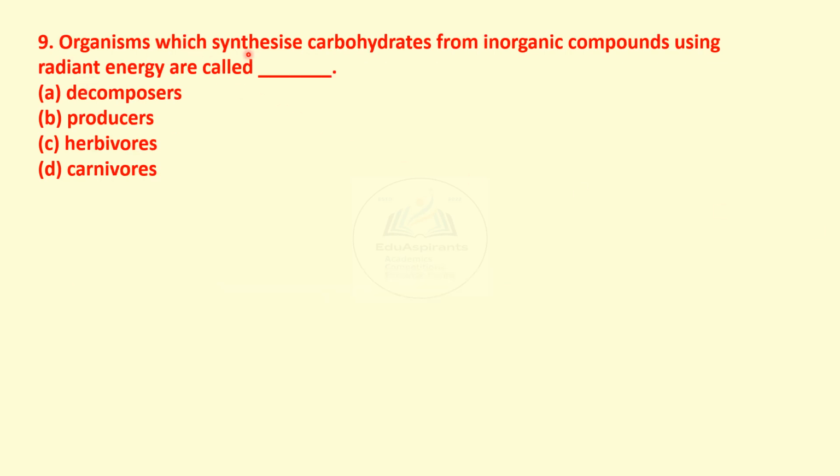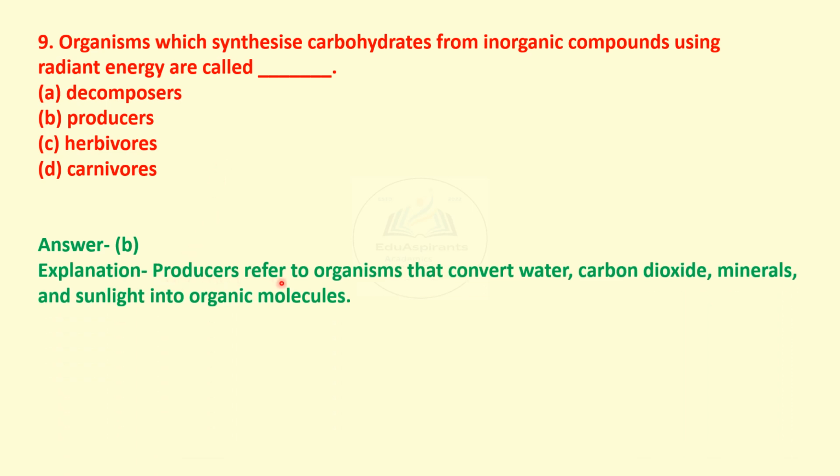9. Organisms which synthesize carbohydrates from inorganic compounds using radiant energy are called decomposers, producers, herbivores or carnivores. Mark your choice. Let us see the correct answer. It is B, producers.